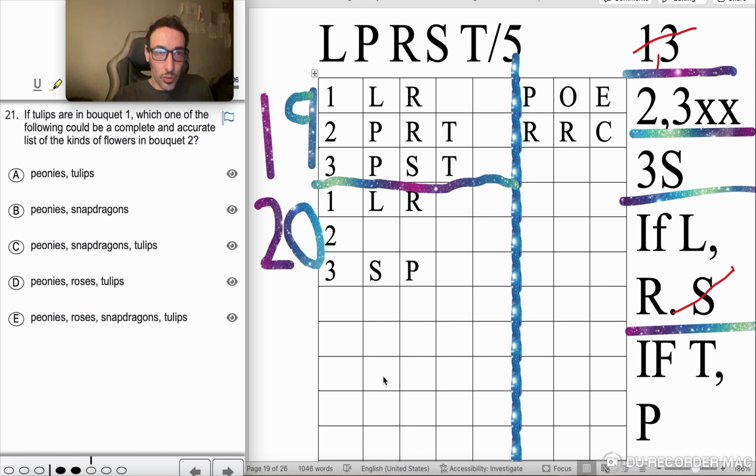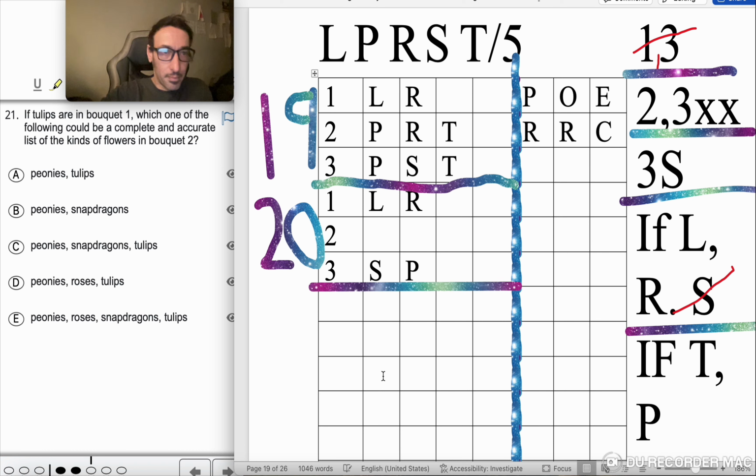Moving on. Question 21. If T is in bouquet 1, which one of the following could be a complete and accurate list of the kinds of flowers in bouquet 2?